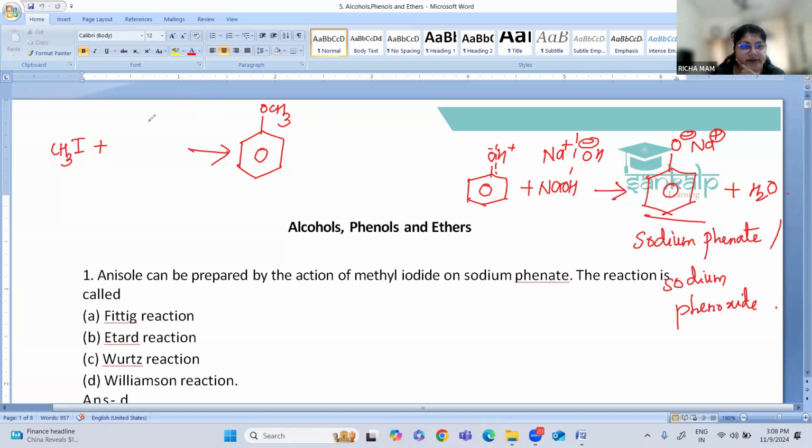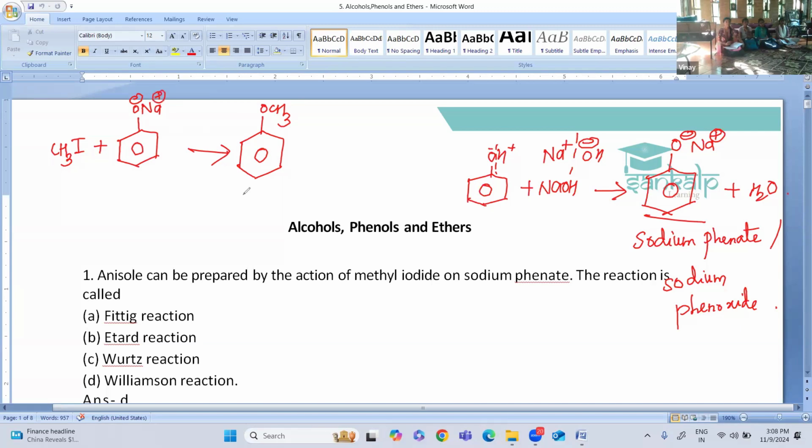So what we are doing? Methyl iodide is reacted with sodium phenate, O minus Na plus. So this reaction, what name reaction is it called? They have asked. The options are A, Fittig reaction, B, Etard reaction, C, Wurtz reaction, and D, Williamson reaction.